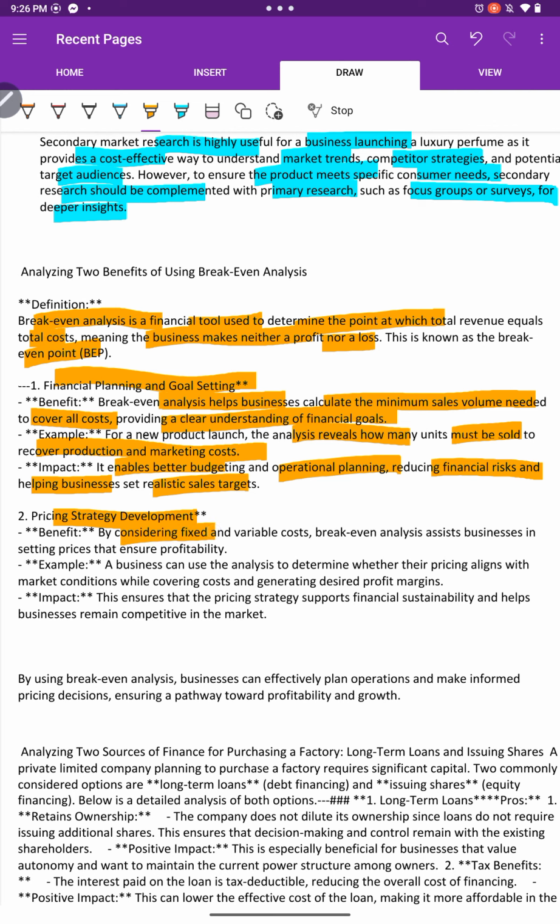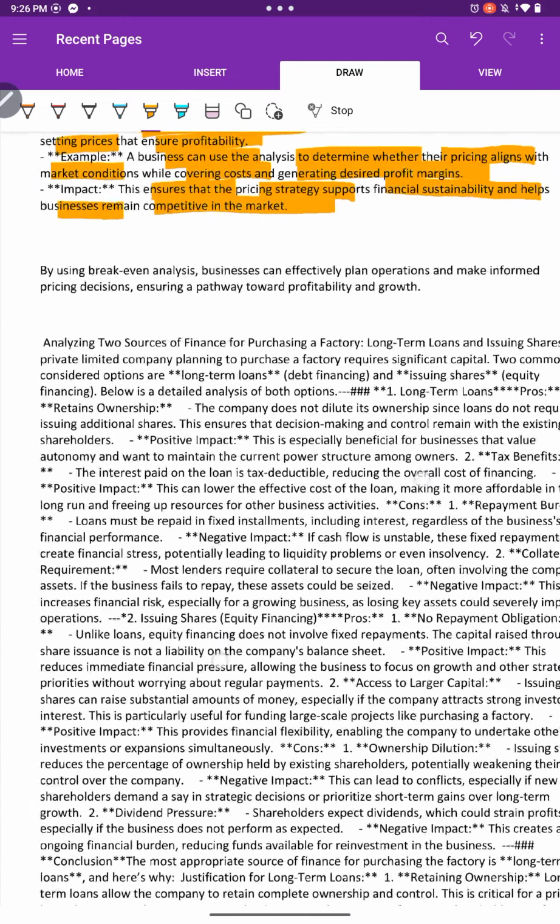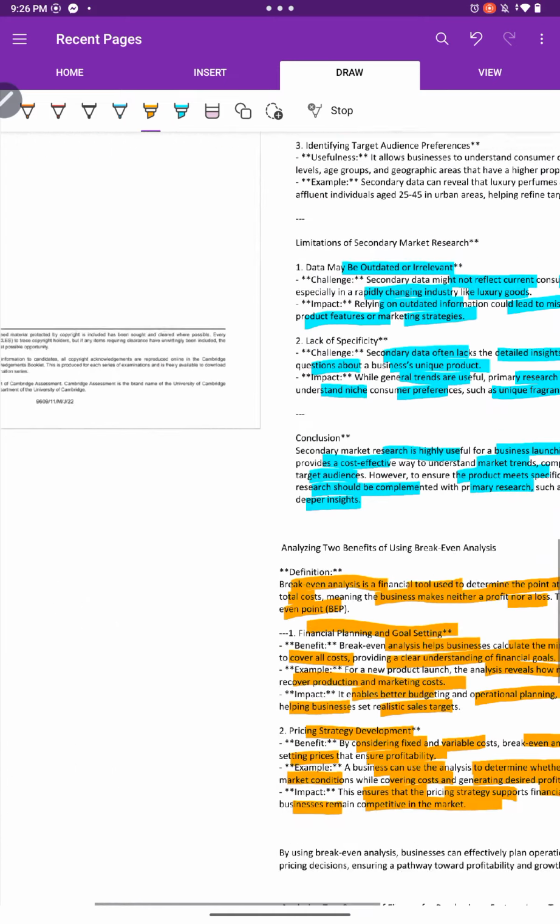The second advantage is pricing strategy development. By considering fixed and variable costs, break-even analysis assists businesses in setting prices that ensure profitability. A business can use the analysis to determine whether their pricing aligns with market conditions while covering costs and generating the desired profit margins. This ensures that the pricing strategy supports financial sustainability and helps the business remain competitive in the market. And now we are going to see the last question of this paper.